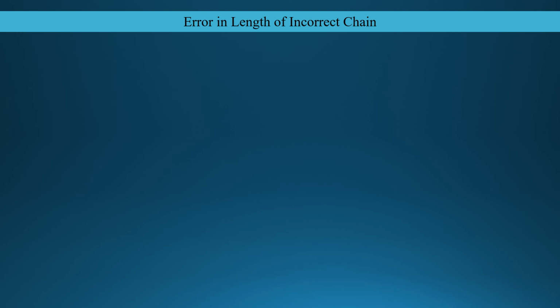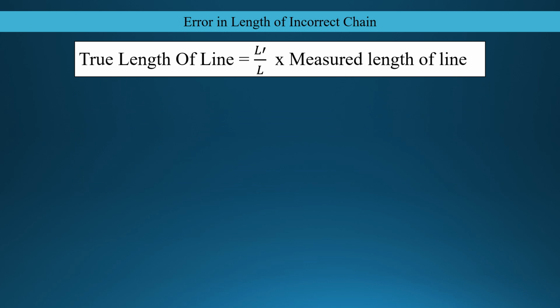After calculating the length from the chain, some errors occur, due to man-made error, due to fault in chain, or due to some fault in measurement. So for knowing the true length of the line, we use one formula. For finding out the error in the length of an incorrect chain, the formula is: true length of line equals L dash divided by L into measured length of chain. L dash is the correct length of chain and L is the actual length of chain.